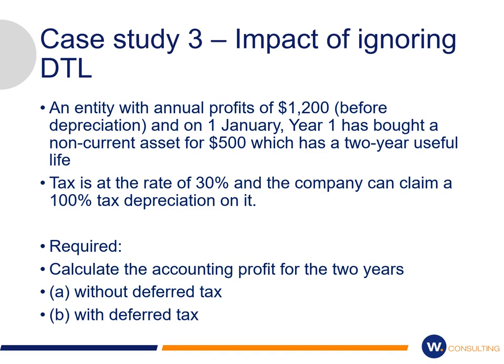that's its annual profits, 1,200, and on 1 January year 1 has bought a non-current asset for $500, which has a 2-year useful life. Okay, remember the 1,200 is before depreciation. We have a non-current asset of 500, 2-year useful life. That means if I'm to work out the depreciation, I need to write off 250 in year 1 and 250 in year 2.